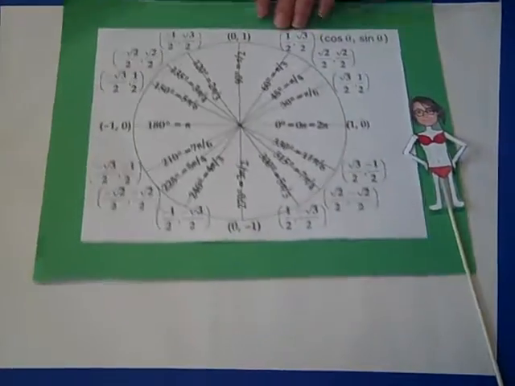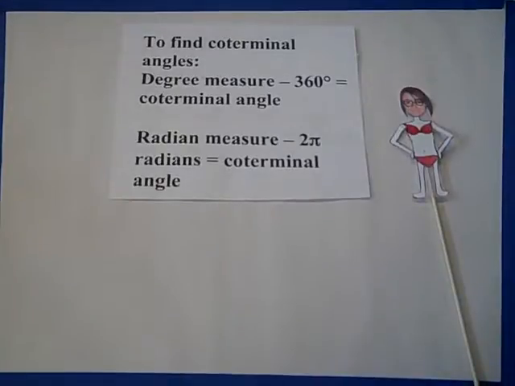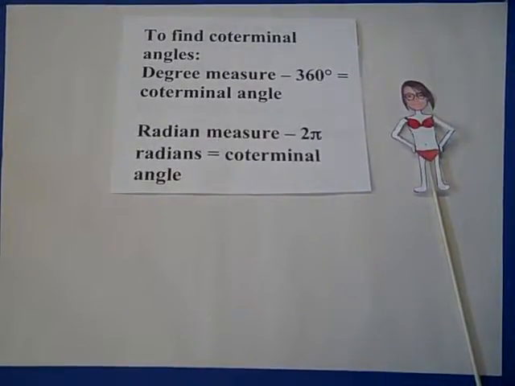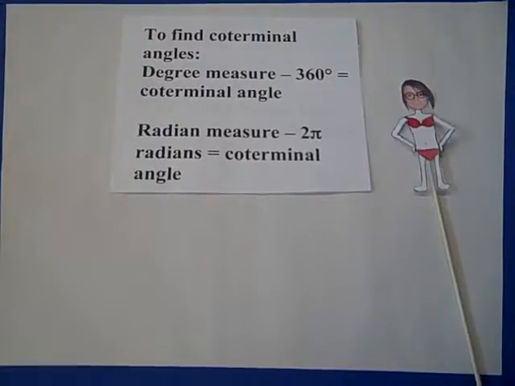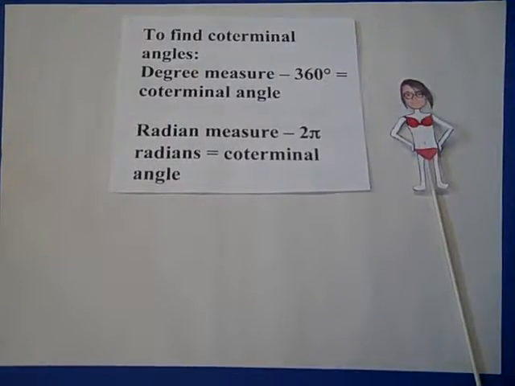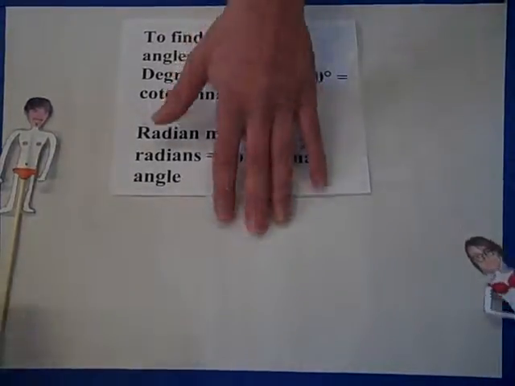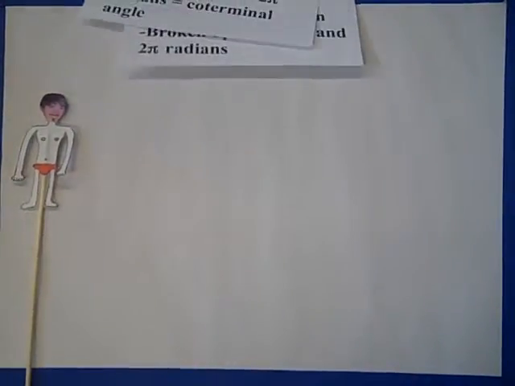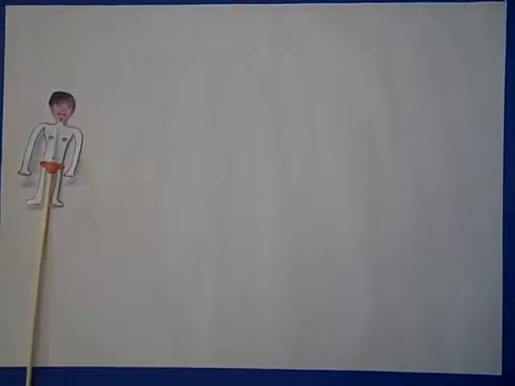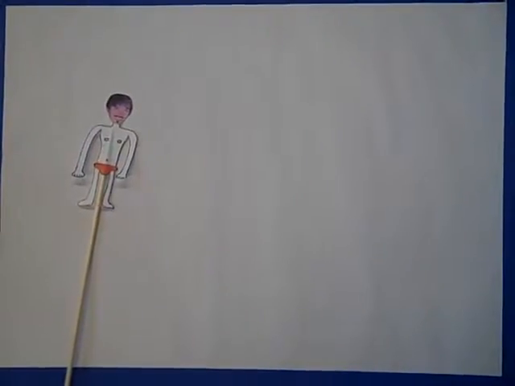Finding coterminal angles is quite simple. If our angle measure is in degrees, we subtract 360 degrees from it, and thus the coterminal angle is found. If our angle is in radians, we subtract 2 pi radians from it. However, you must be wondering, how does one convert radians to degrees and degrees to radians? Well, you're about to learn how.